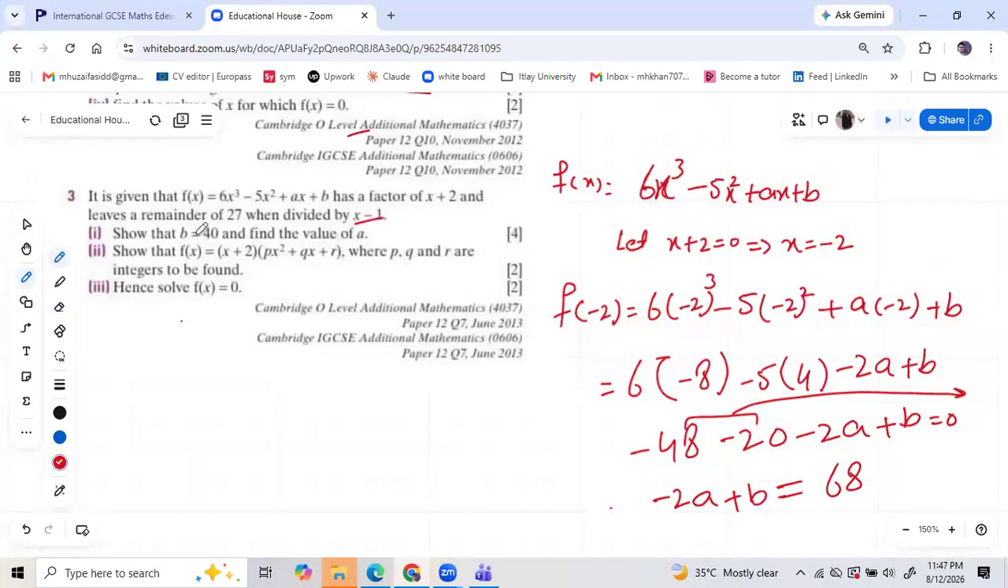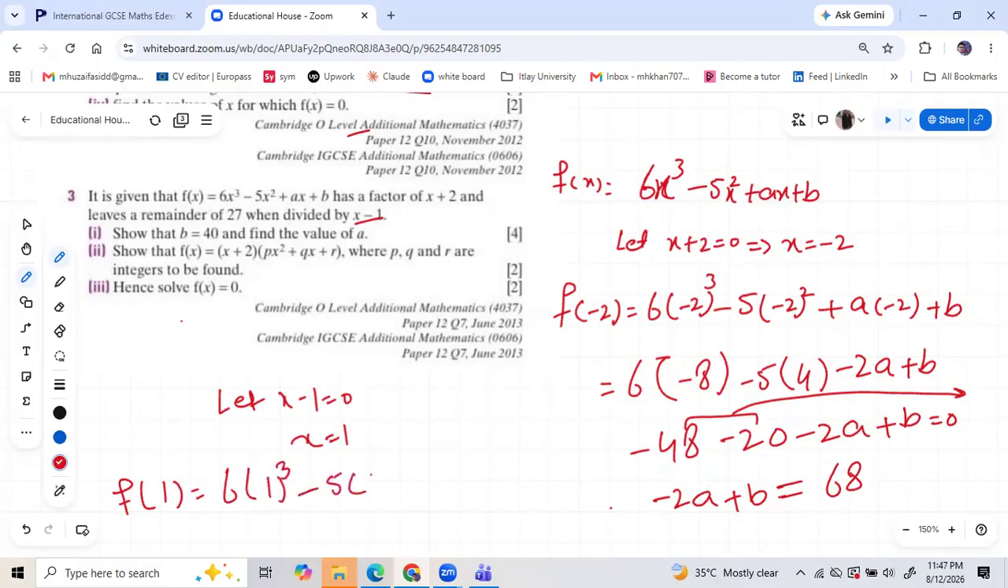Now check it here. x minus 1 and the remainder is 27. Let x minus 1 be equal to 0, so x is equal to 1. So f of 1 is equal to 6 into 1 cubed minus 5 into 1 squared plus a of x, replacing x with 1, plus b, and this is equal to the remainder, 27.